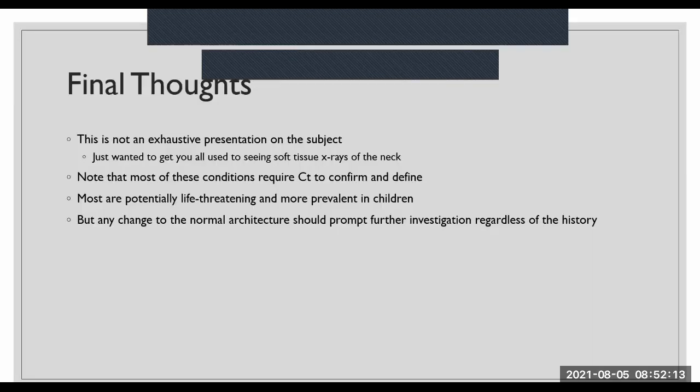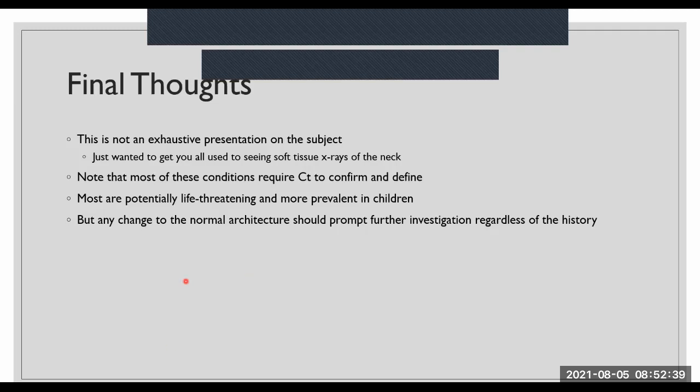So, like I say, it's not an exhaustive presentation on the subject, all right? Just so you get used to seeing what soft tissue x-rays look like and what to look for. Most soft tissue conditions you have to do a CT to confirm, all right? Most are potentially life-threatening and more prevalent in children, especially the infective parts, but injury parts can occur with both, okay? So any change in the normal architecture should prompt further investigation.